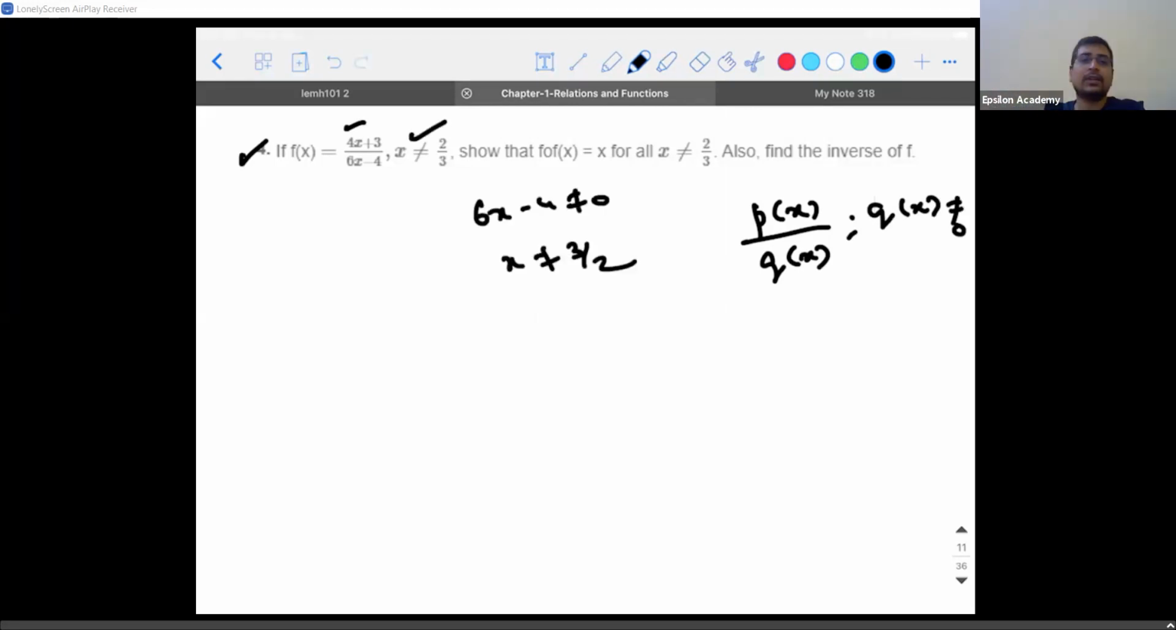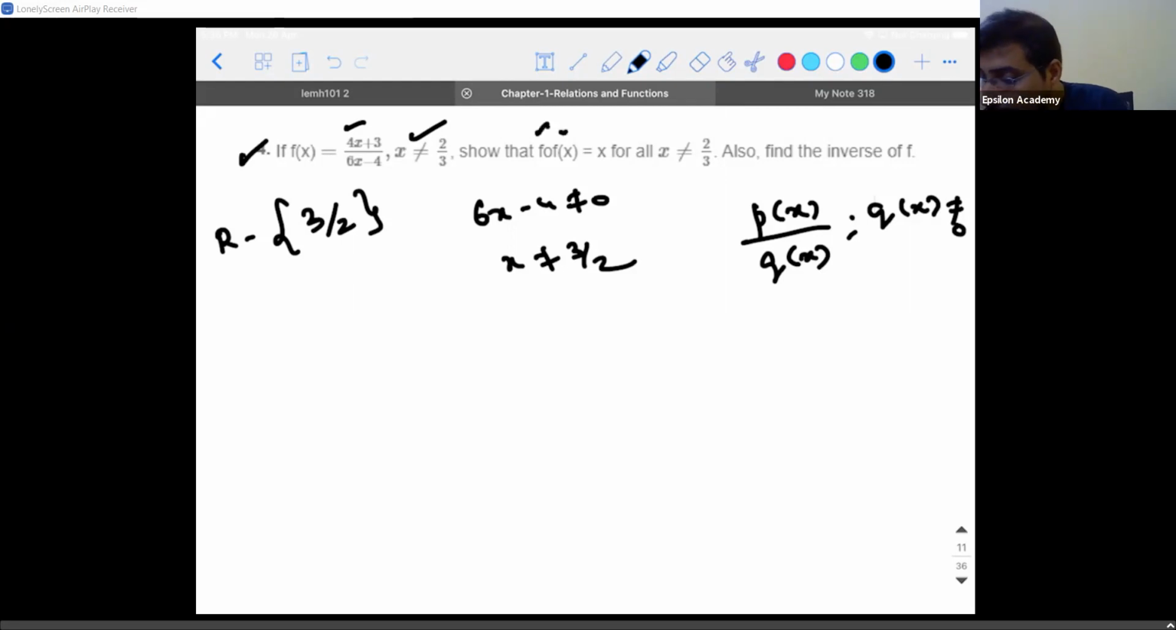They have defined it. If they didn't give it, it should have been your responsibility to define the domain and codomain. What is the domain? Domain is every number except 3 by 2. We don't know what is the range. To calculate the range also, I gave you certain steps in the last class. I hope you remember. It is the same steps that we are doing here, but we'll not do the composition of function. Now what they are trying to say is, show that f circle f of x is x.